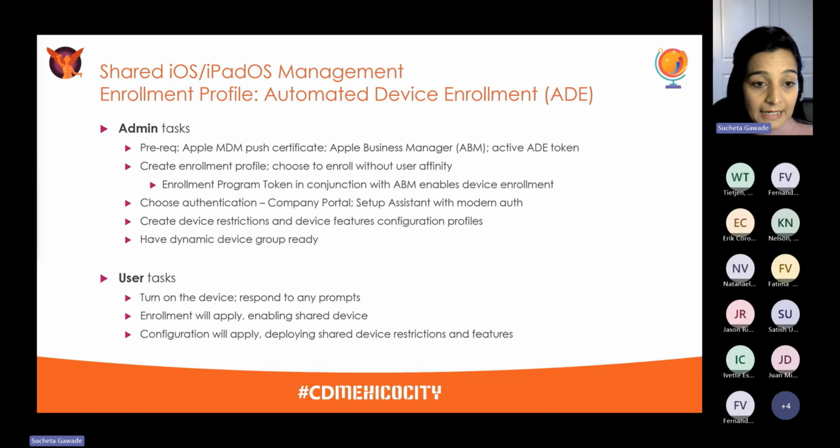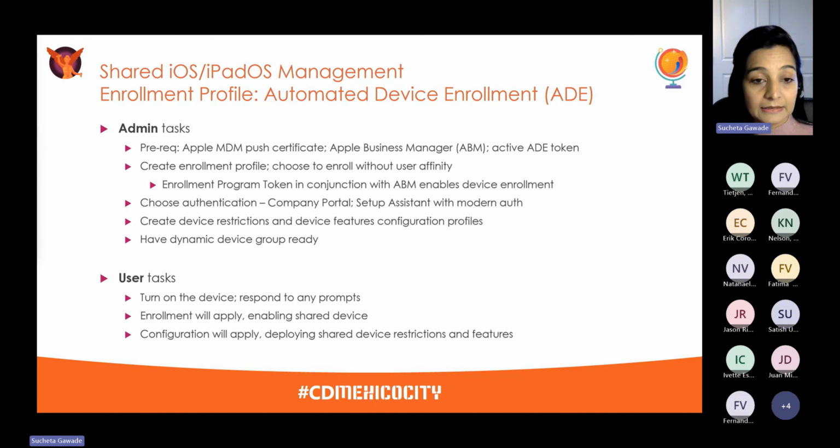So for the admin task, there are a couple of prerequisites which you would have in place already if you're managing Apple devices in Intune. You create an enrollment profile. You choose to enroll without user affinity for the frontline worker shared device use case, as we've been talking about, because these devices must be userless or no user affinity. Decide how your users will authenticate on their devices. Say you want to use MFA, for instance, using the Company Portal app, or the Setup Assistant with modern authentication, which are considered modern authentication options.